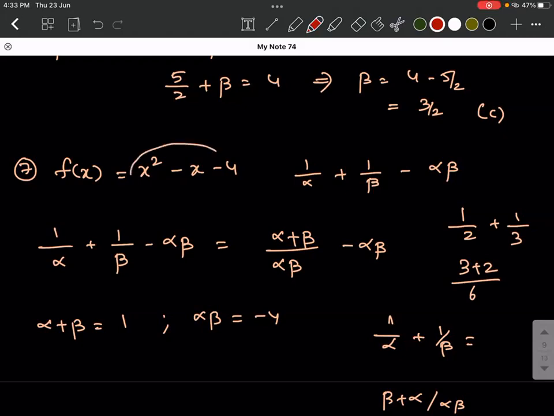Because the polynomial is given, no? It's a second degree polynomial. Alpha plus beta is minus b by a. Minus 1 divided by 1. Sorry, minus of minus 1 divided by 1. That is why plus 1. What is alpha beta? You tell me. Alpha beta is c by a.